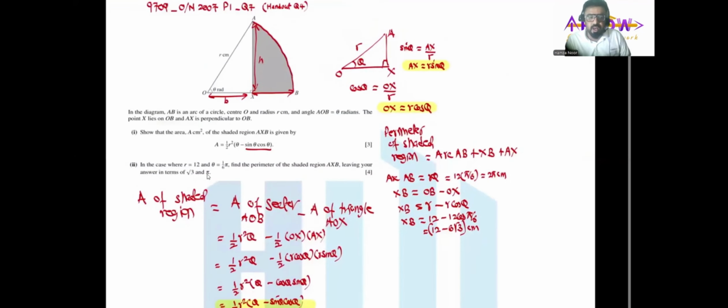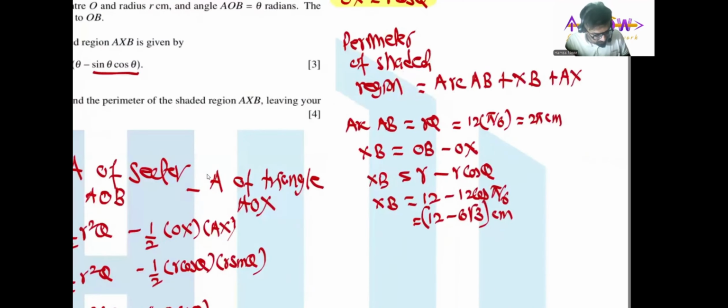And now we are supposed to find the length AX. The expression for AX is R multiplied by sine theta. In this case, R is 12 and theta is pi over 6, so 12 multiplied by sine pi over 6. Sine pi over 6 is basically half, and times 12, this will be 6 centimeter. So here we have the length AX as well.